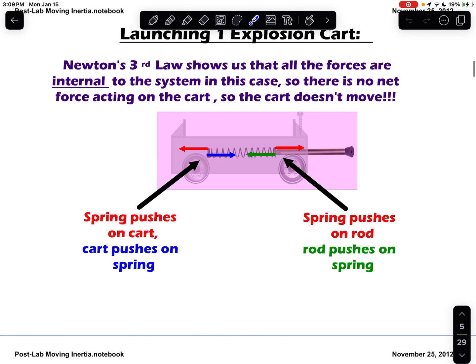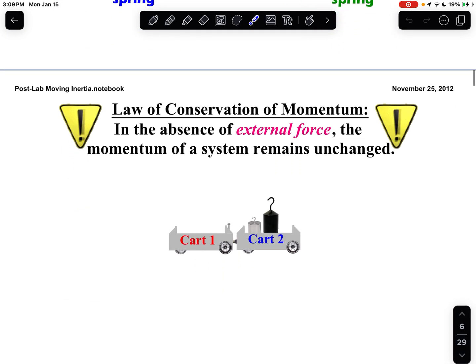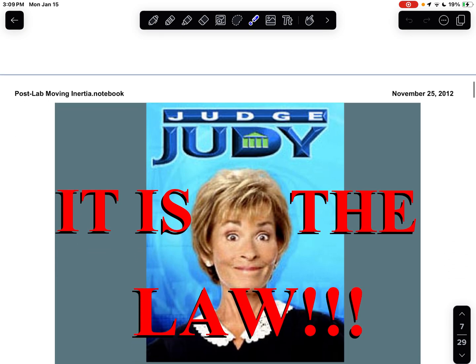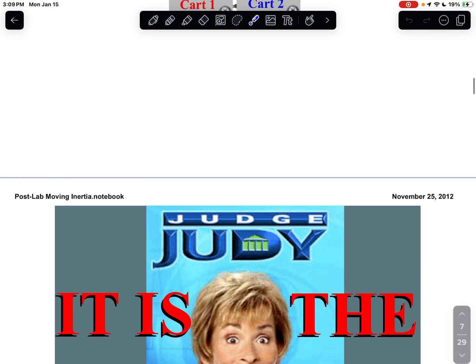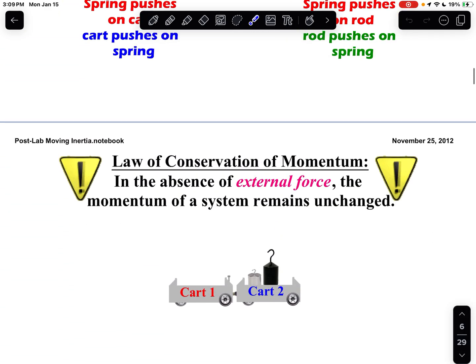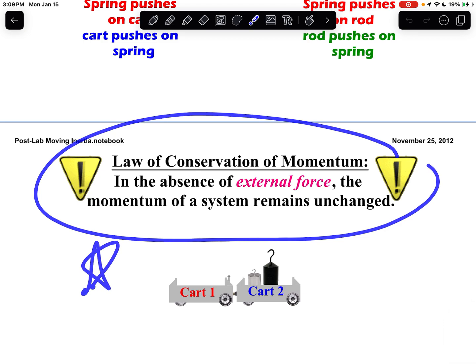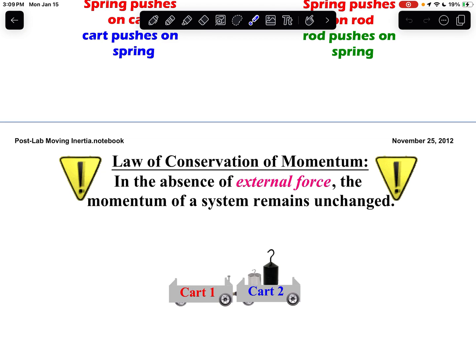Okay, before we pushed the button, the momentum was 0 initially, and after we pushed the button, the momentum was 0. So the momentum was unchanged. Okay, this is the law. We call this the law of conservation of momentum. There's no way around it. In the absence of an external force, the momentum of a system remains unchanged. Go ahead, take a second, pause the video, write that down in your notes now.